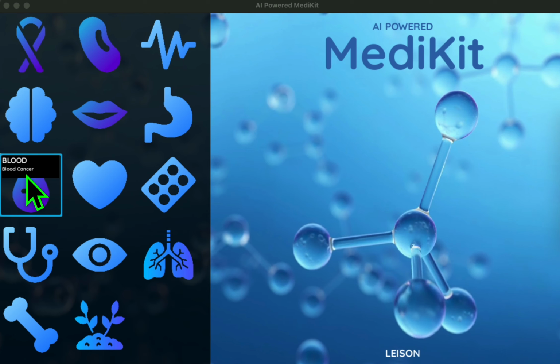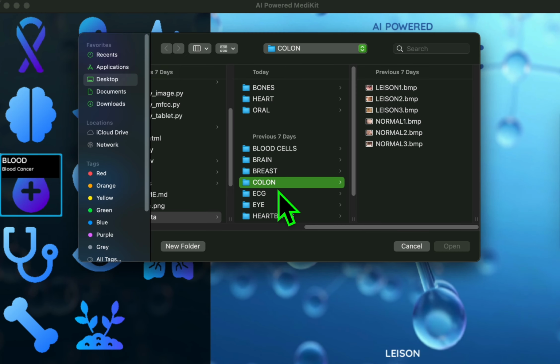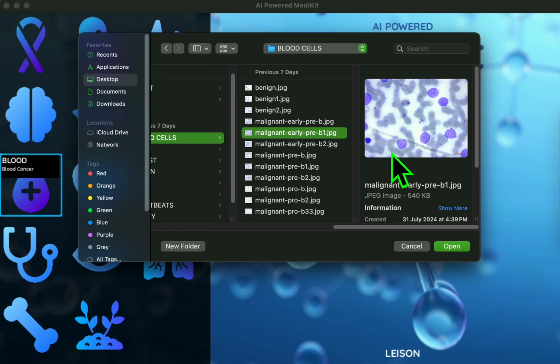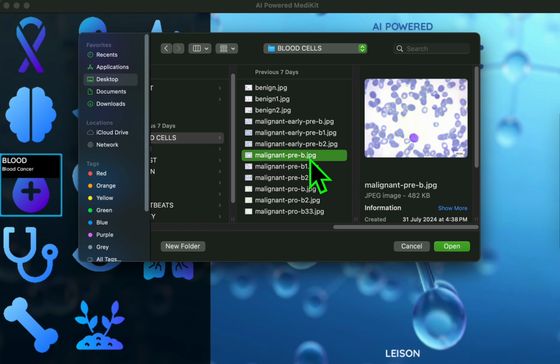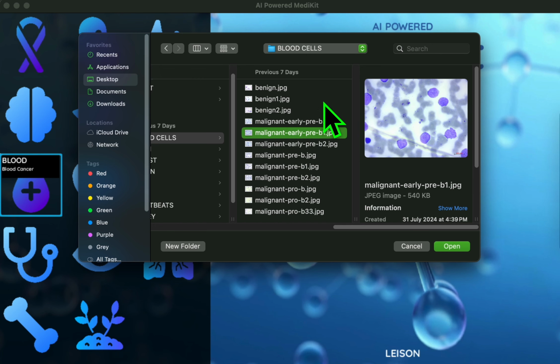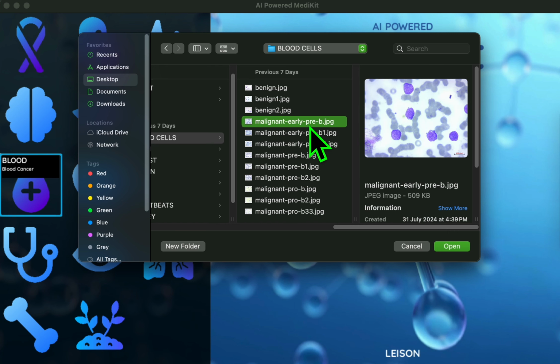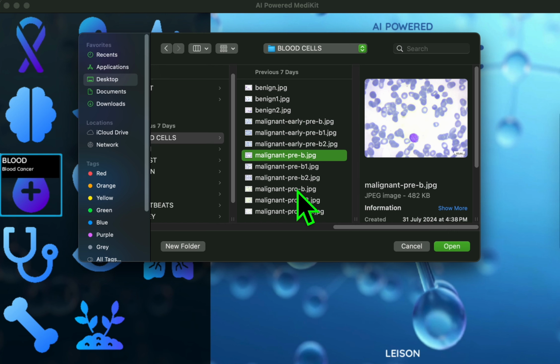And we have blood cancer detection. This is very important here because the features are very, very subtle. This is where vision transformer works, as I have said. So if I look, this is benign, malignant, early B P, and this is also malignant early.